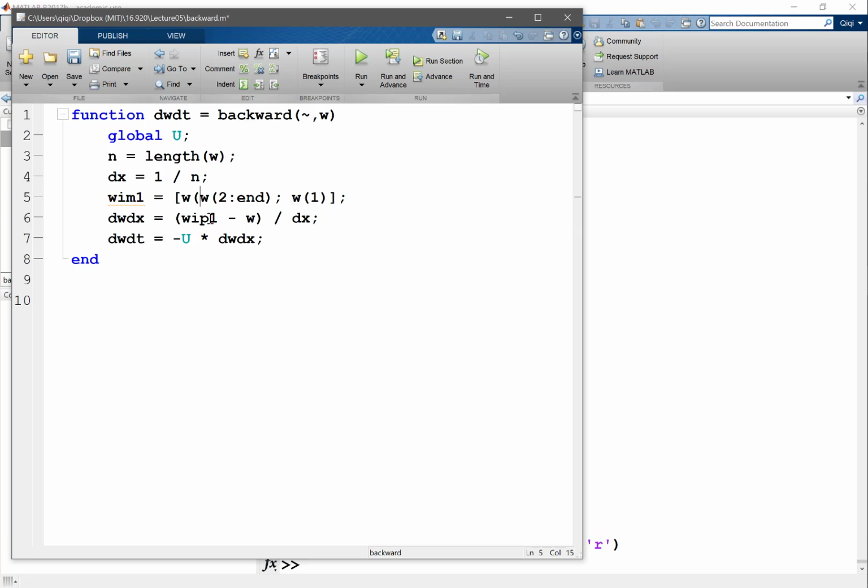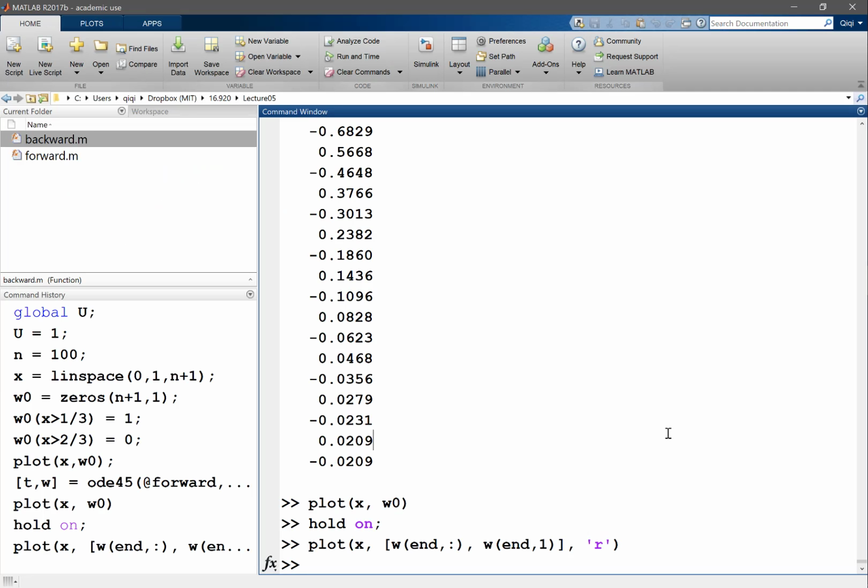So i minus 1 started with W end, and so I'm looking towards the left, right? And W1, well, to end minus 1, and I'll get rid of this. So dw dx should be W i minus W i minus 1. Everything else stays the same, right? Okay, so now we have the backward difference.